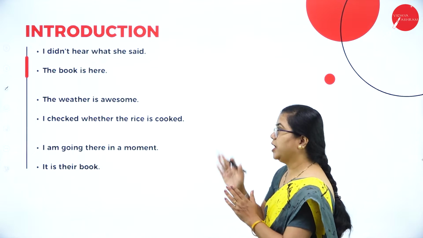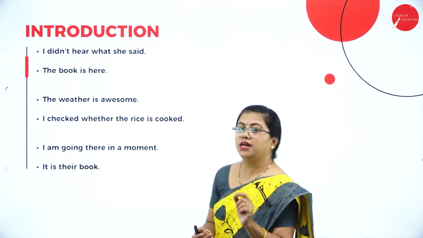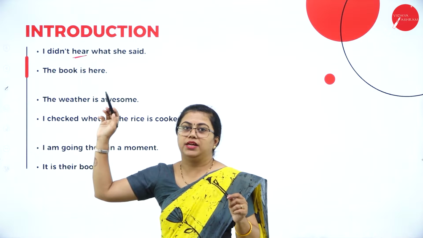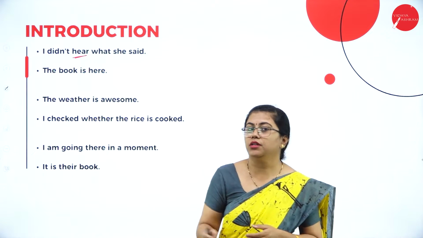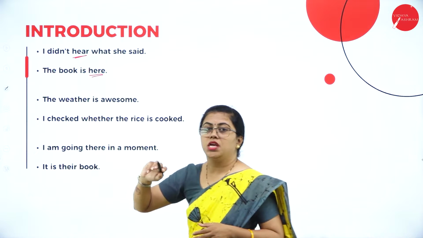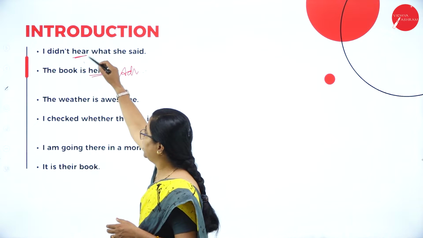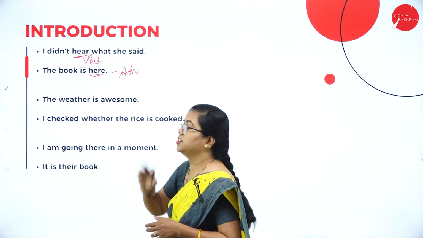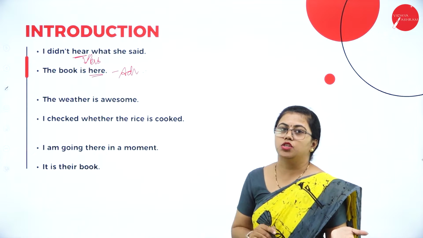Like this, I'll just tell you a few sentences wherein these words are used. I didn't hear what she said. So here I have not used H-E-R-E. This I have used as a verb only. In the previous slide we saw this is the word which we get confused with the word this. So here I have used it as an adverb. Here it is used as a verb, here it is used as an adverb. So if you interchange it, yes, the meaning is gone.